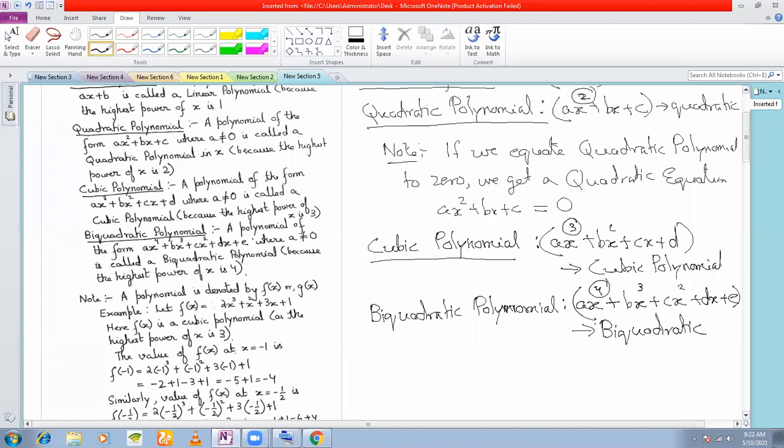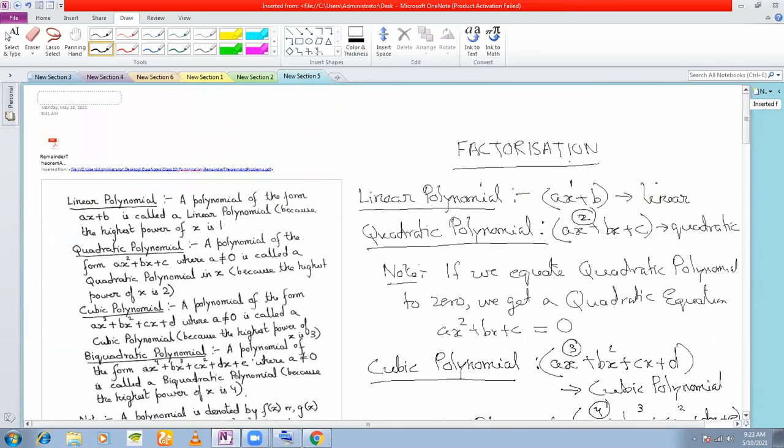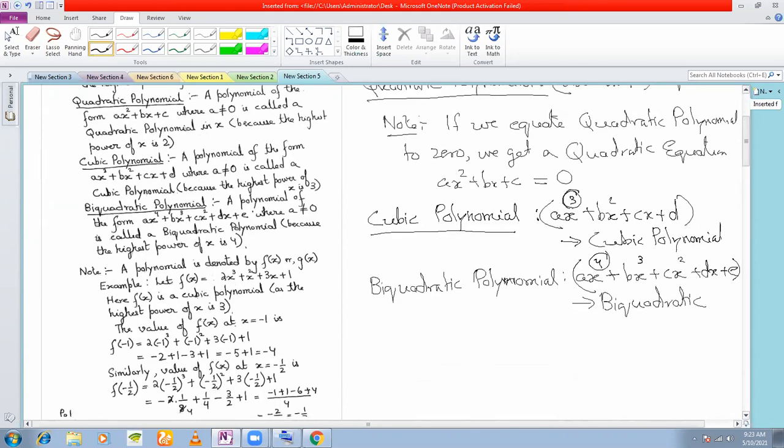For powers of 5 and higher, we simply call it a polynomial of degree 5, polynomial of degree 6, polynomial of degree 7, and so on. These are all your degrees. The degree of a linear polynomial is 1. The degree of a quadratic polynomial is 2. The degree of a cubic polynomial is 3. The degree of a biquadratic polynomial is 4. For power 5, you simply call it a polynomial of degree 5, for power 6, a polynomial of degree 6, and so on.